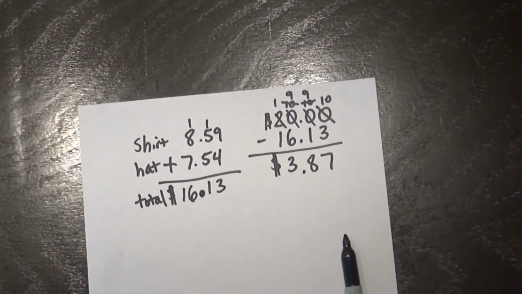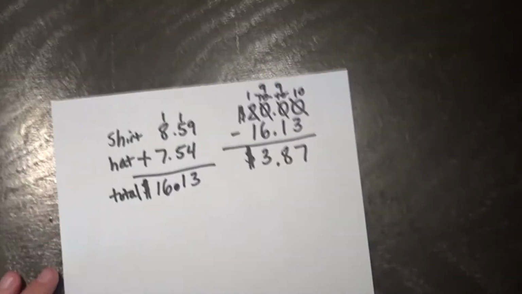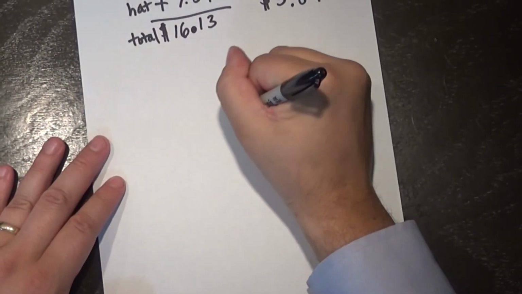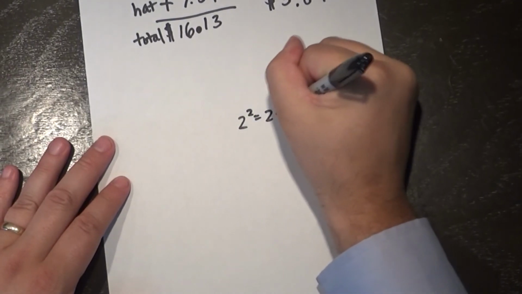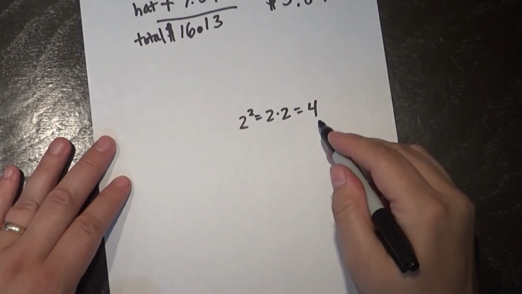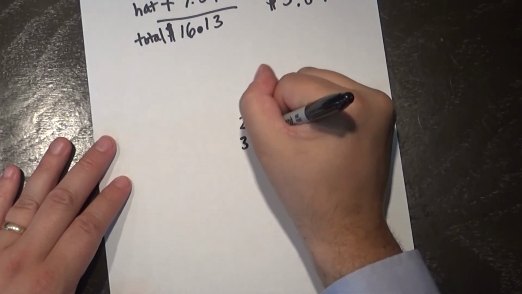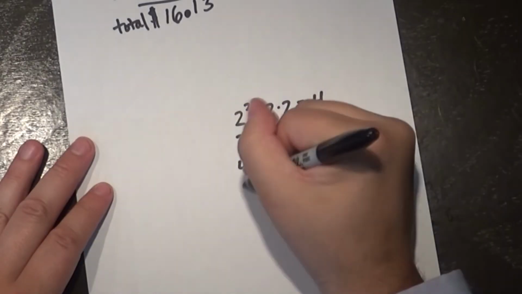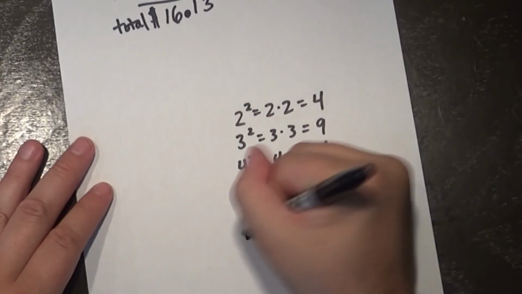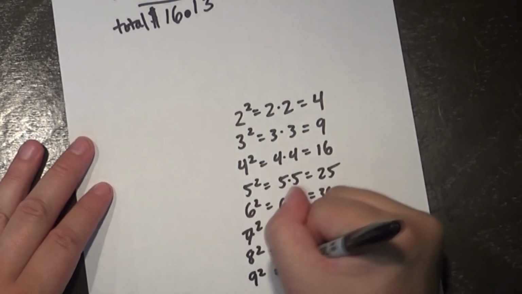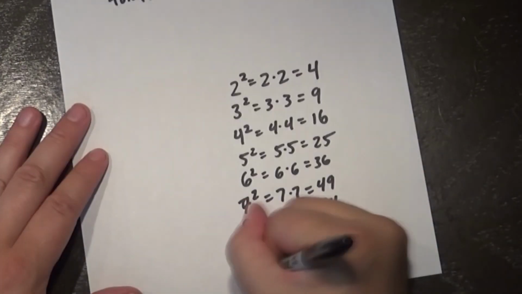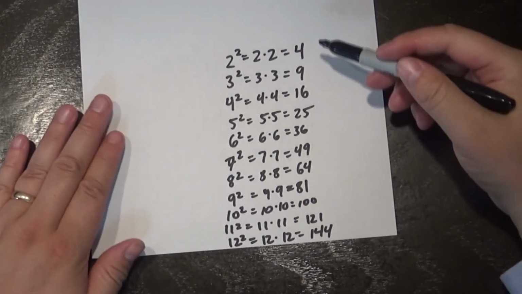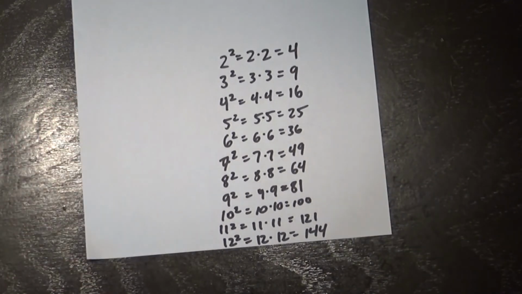So the first thing that I'm going to do on my paper here is actually write out all of my perfect squares. All right, so I'm going to start with 2. So 2 squared equals 2 times 2, which equals 4. 4 is a perfect square. I'm going to just do the same thing here all along my paper. All right, so there I have all of my perfect squares nice and neat lined up here.